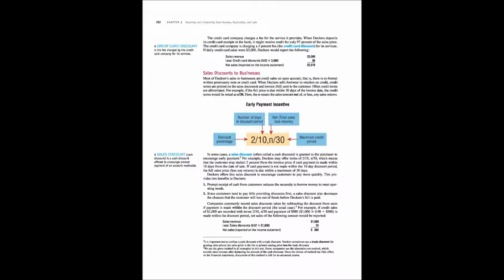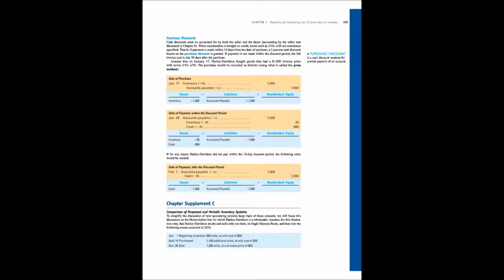So go back to this example. Assuming there's no return, $100 account receivable. For example, your company is a supplier right now. So you have $100 revenue, $100 account receivable. However, on the day you receive the payment, it is only $98. Very similar to the credit card issue.